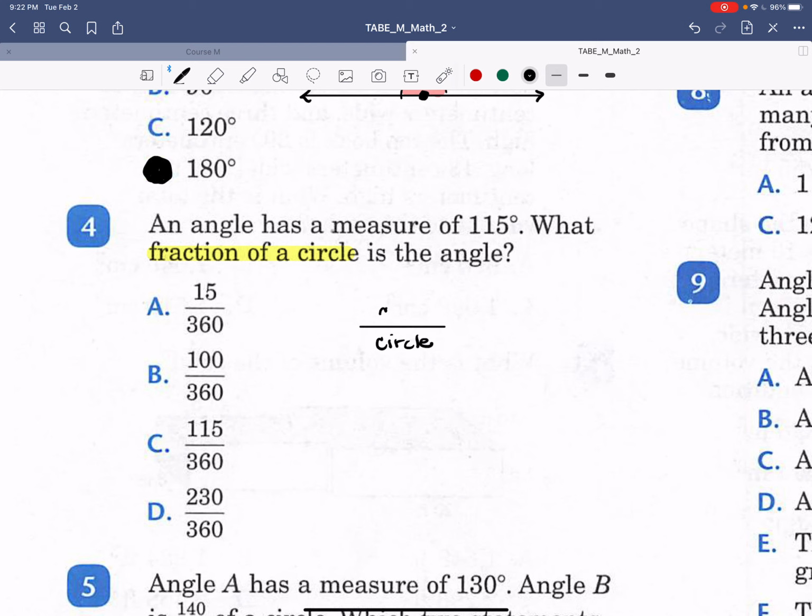Our angle is going to be the numerator of this fraction. And our angle is 115 degrees. A circle is how many degrees? 360. So our fraction is C, 115 over 360. Now you have to know that a circle has 360 degrees.